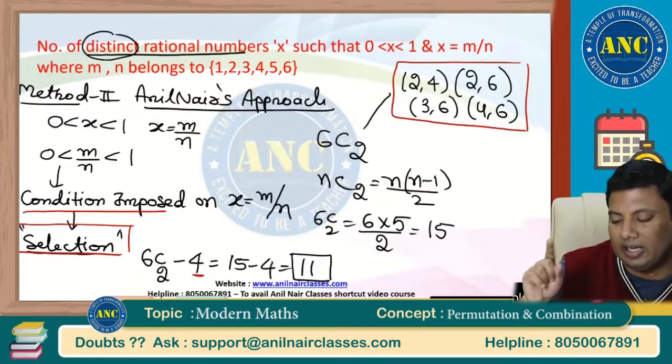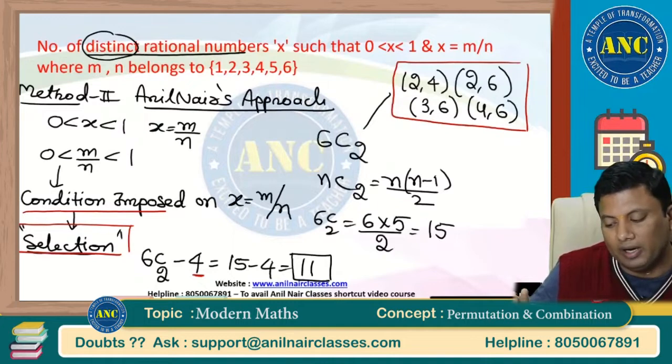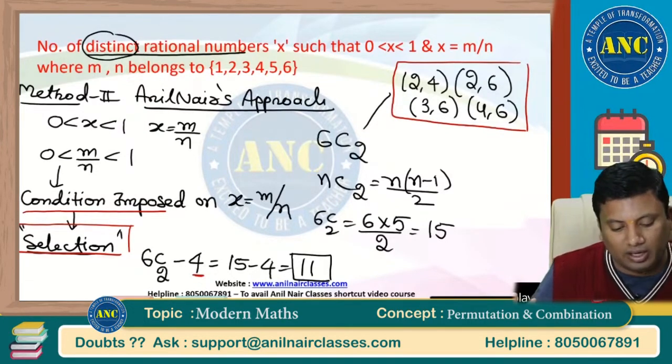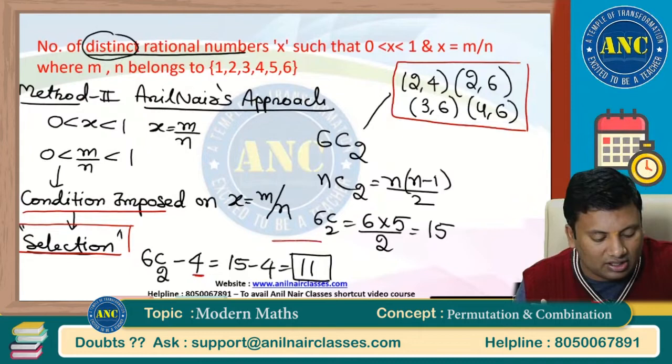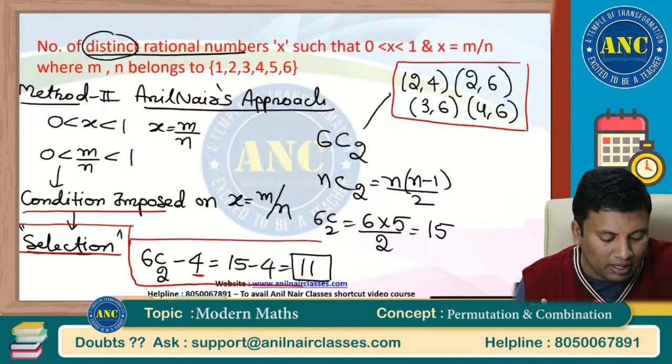1 by 2 already taken, 2 by 4 is eliminated. 2 by 6 and 1 by 3. 3 by 6 and 4 by 6. These 4 cases are eliminated. So the answer for this question is 6C2 minus 4.